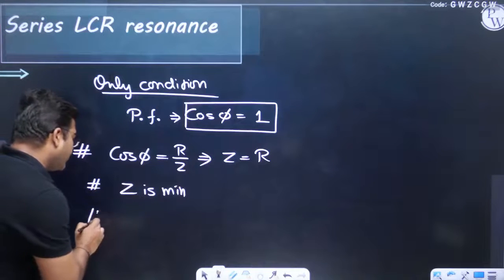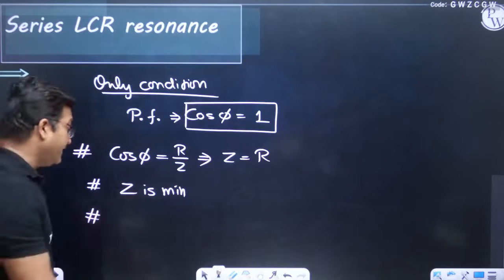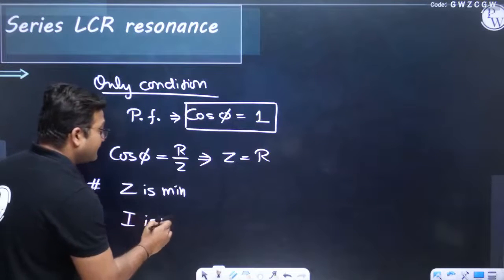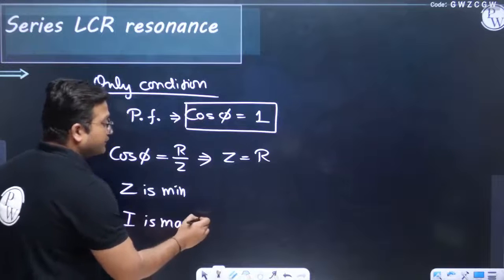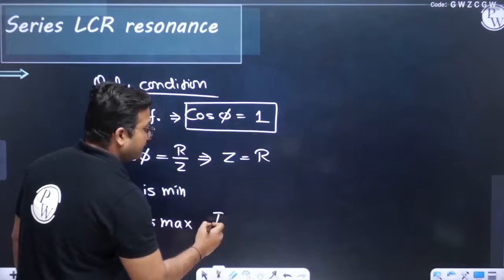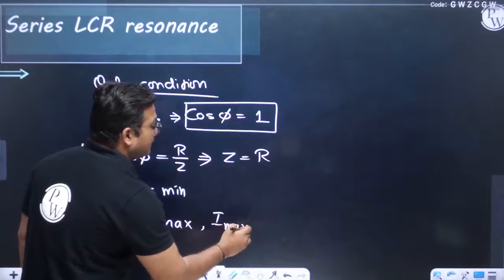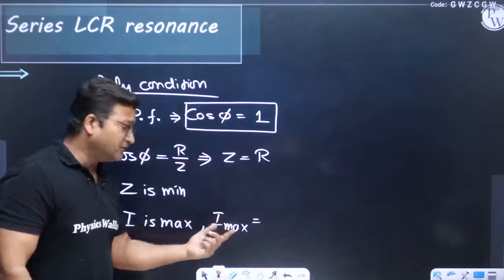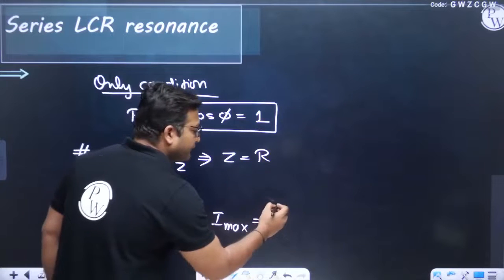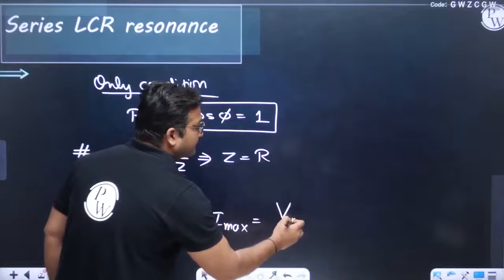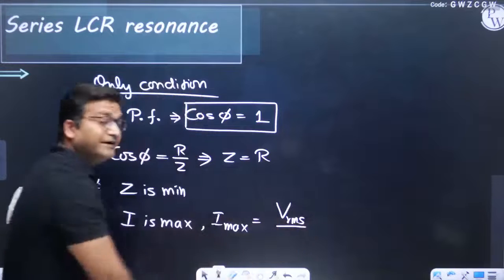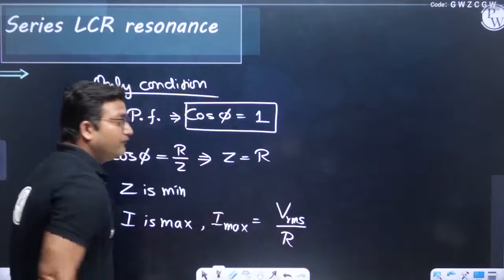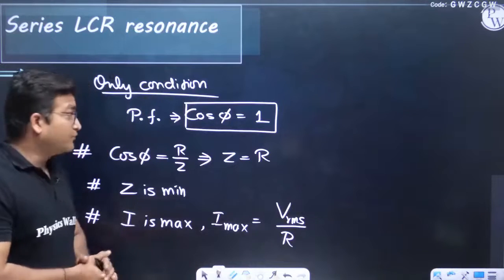As you know, the effective current is effective voltage by Z. So as Z is minimum, I is maximum at resonance. The maximum value of I is the RMS value of the maximum current, and it is equal to the RMS value of the voltage divided by Z. But Z is equal to R here. So I max is simply V RMS divided by R. Remember this point.